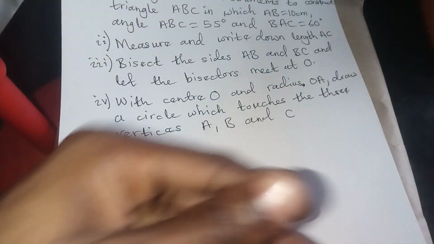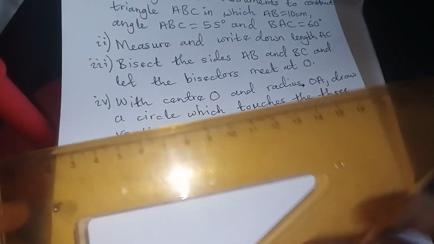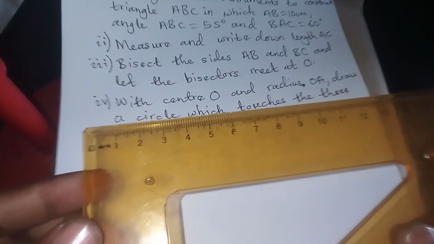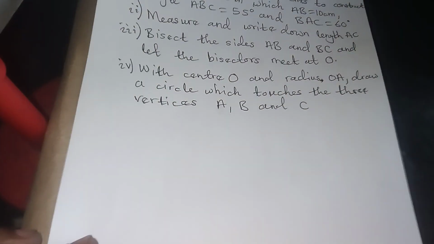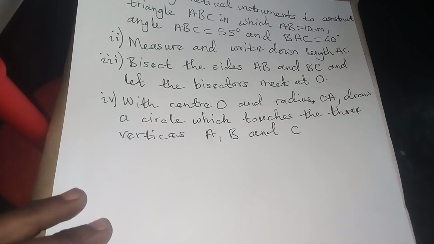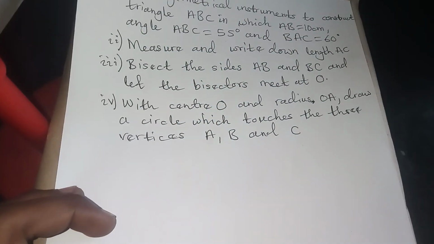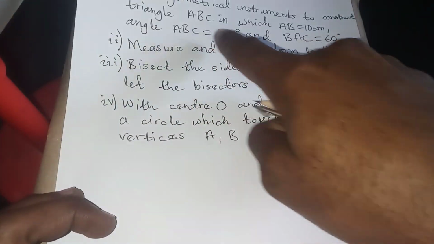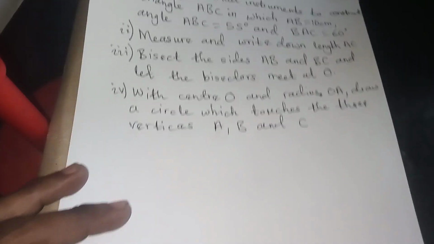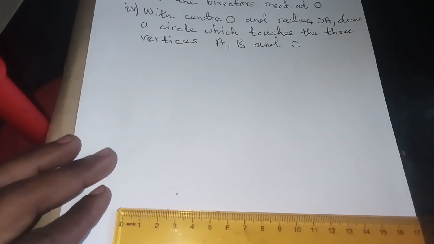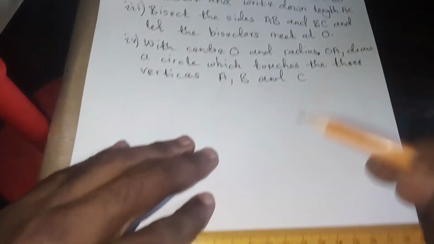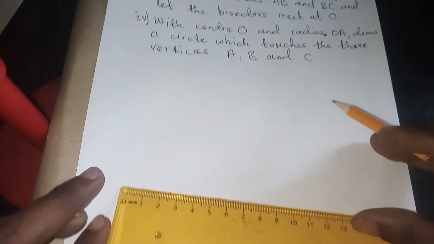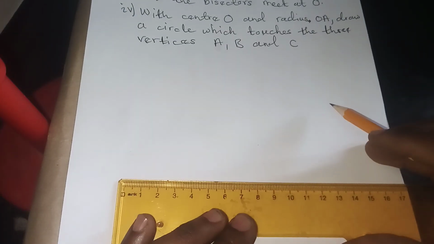So I don't have my ruler, but this one has some digits here. I believe they are in centimeters, but regardless, I can still solve this problem. So use geometrical instruments to construct triangle ABC, in which AB is 10 centimeters. So you can start with the base. Since the other two here are angles, it's not possible to start with an angle. So you need to start with the base. So this base should be 10 centimeters.